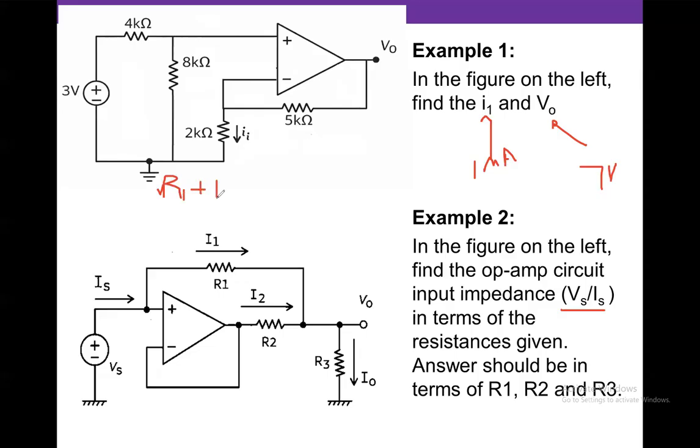And Vs over Is, input impedance: R1 plus R2 plus R1, R3 over R2. Last week, I went through this problem with some of you.